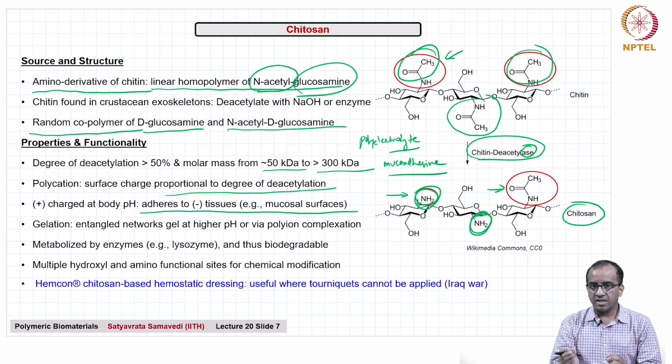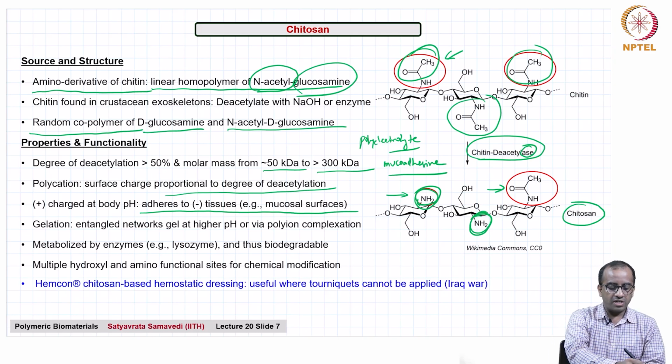materials, where they can attach through electrostatic interactions to mucosal surfaces, and that, as you can see, is a functionality which comes from the property of charge, which in turn comes from the presence of the charge due to the deacetylation. So again, this is backtracking from function to property to structure.